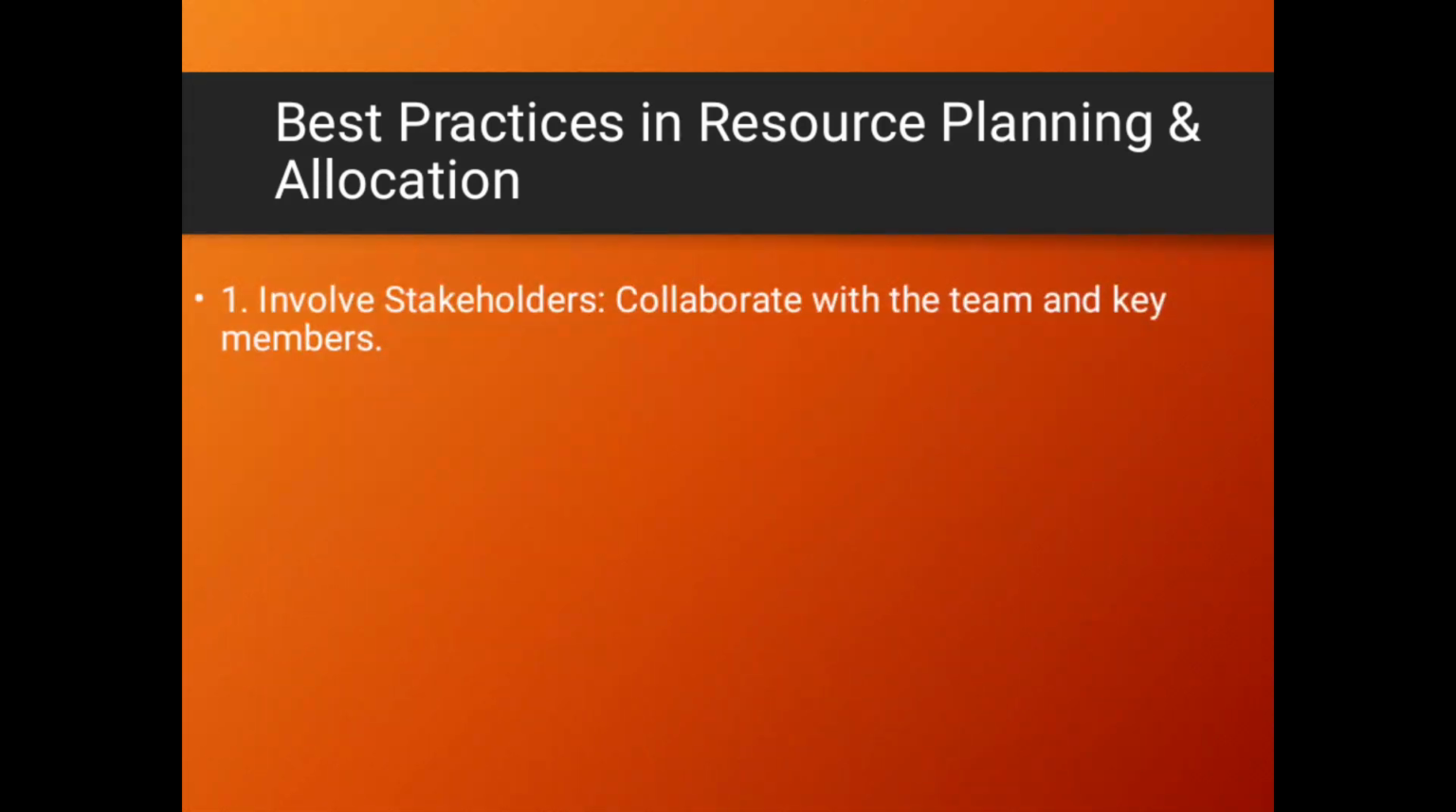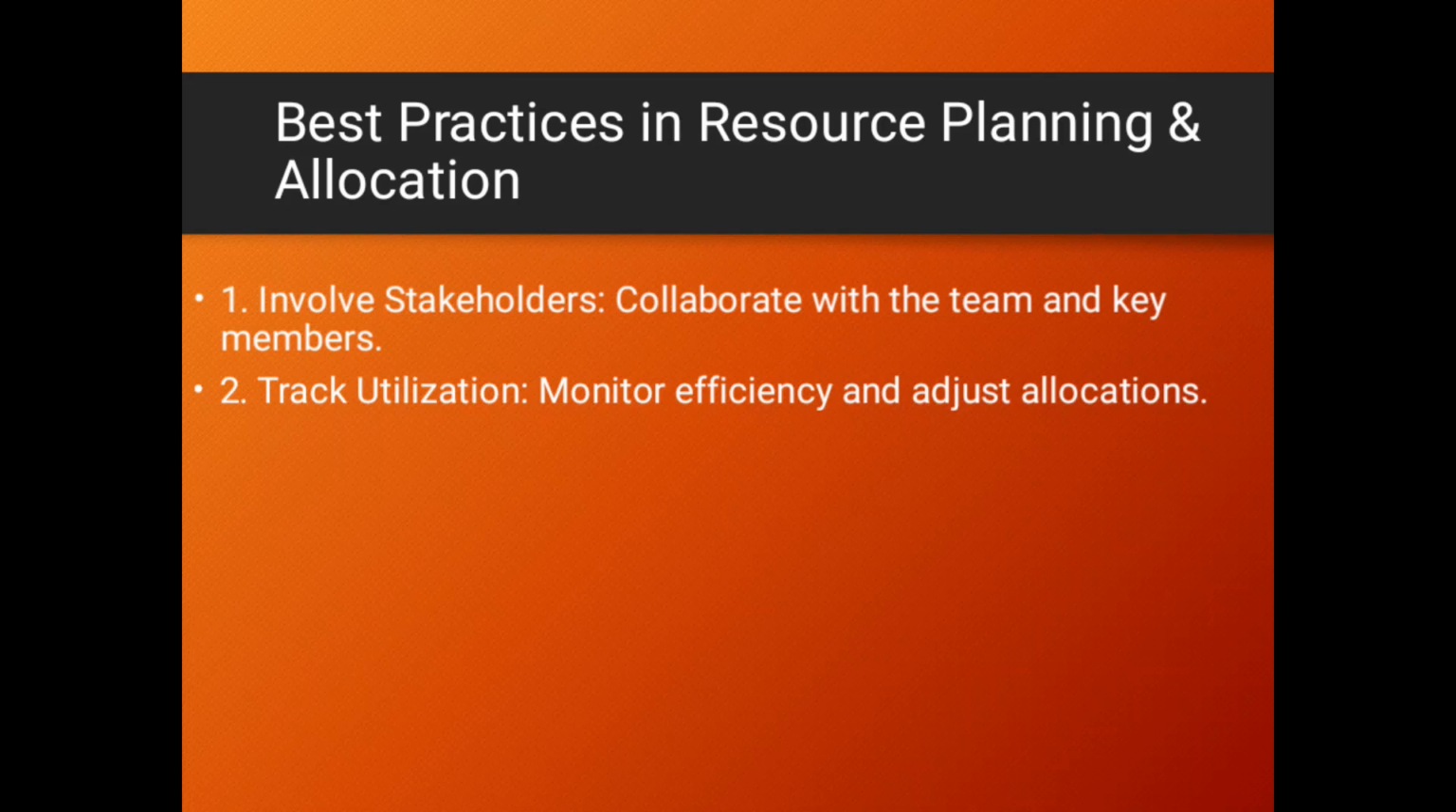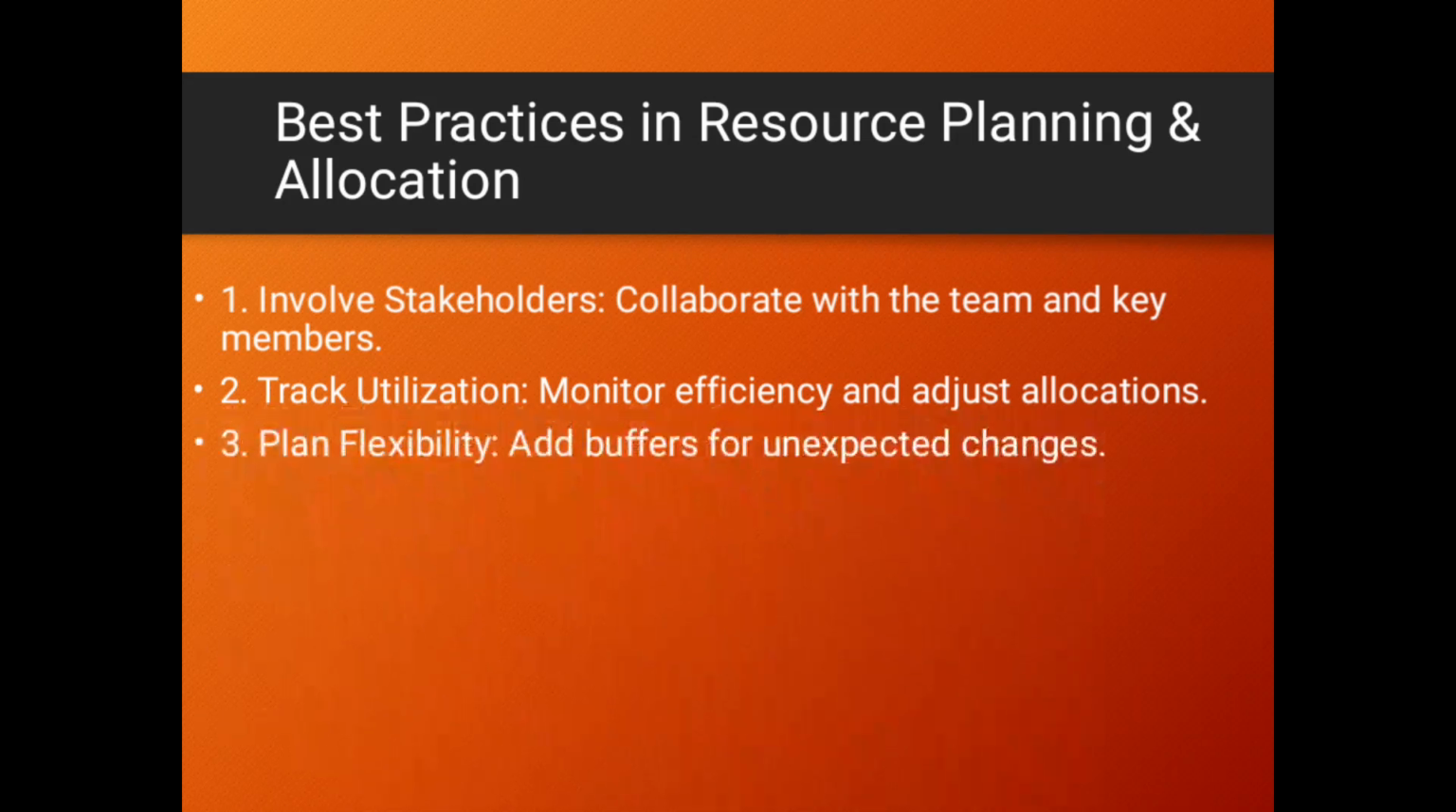Let's talk about best practices in resource planning and allocation. Number one, you need to make sure that you involve all the team members as well as the stakeholders. From there, you should be able to monitor how efficiently those resources are being used, and you should be able to adjust if adjustments are needed. From there, you need to add some buffer. That means you need to add some additional resources in case you are going to run out of some resources. So you should have a list of backup resources.